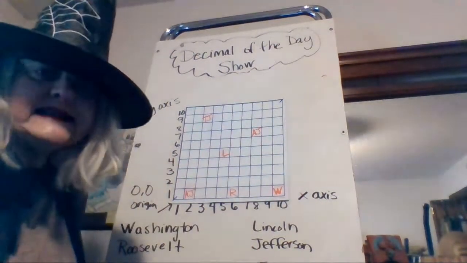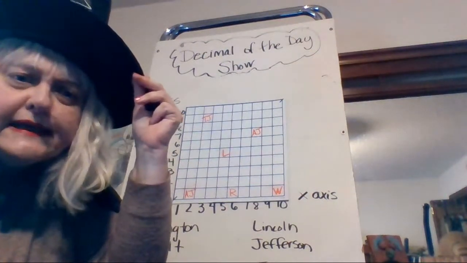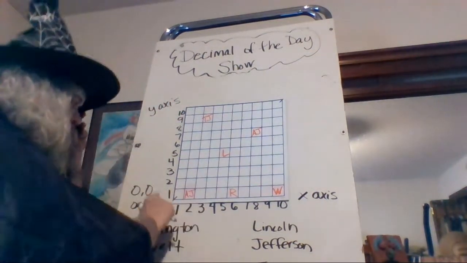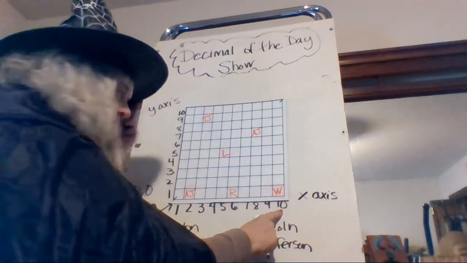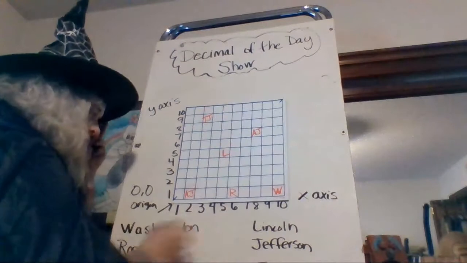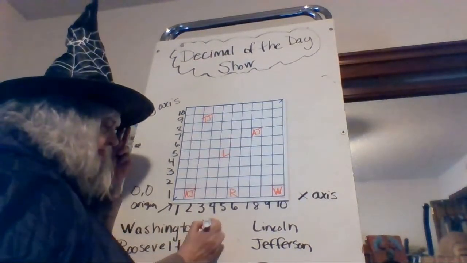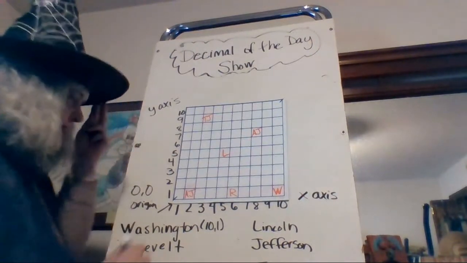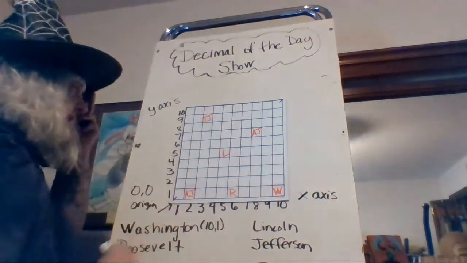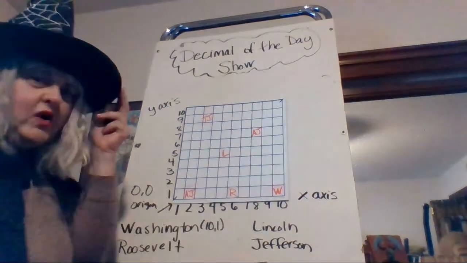So, let's see if I can figure out where those Washington kids are located. If I go over to the W, I'm on 10, and I went up 1. This is called an ordered pair, or the coordinates. So Washington is at 10, 1.